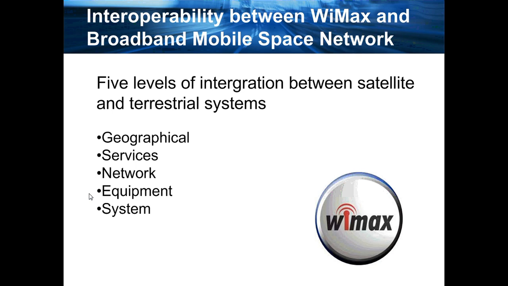For reducing the cost and improving the performance and the coverage of WiMAX, people would like to connect the WiMAX. So in this article, it discusses the possibility of connecting the WiMAX. There are 5 levels of integration between satellite and the terrestrial system. Because we know if we want to connect the WiMAX, we have to use the satellite. The first one is geographical. The second one is the services. The third one is the network. The fourth one is the equipment. The last one is the system.